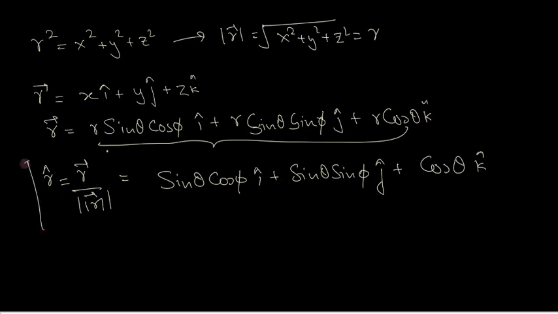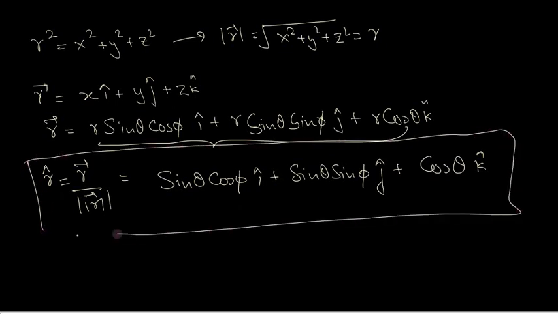So this was how you calculate your r cap direction, and the rest, theta cap and phi cap, are for your homework. If you are not able to do that, please comment in the box and I will try to give you a hint on how to calculate it. So that was about the spherical polar coordinate system. In the next upcoming video we will define the length, area and volume element of this coordinate system.